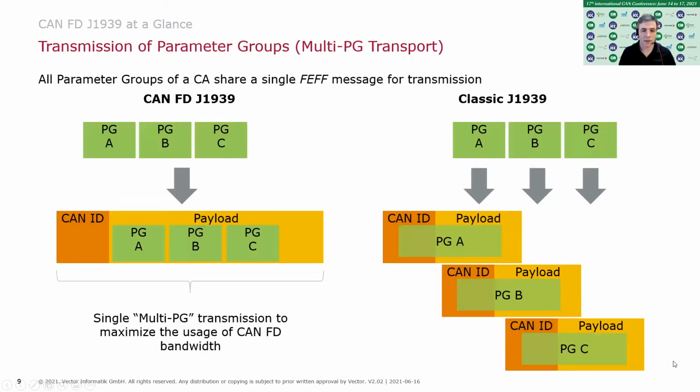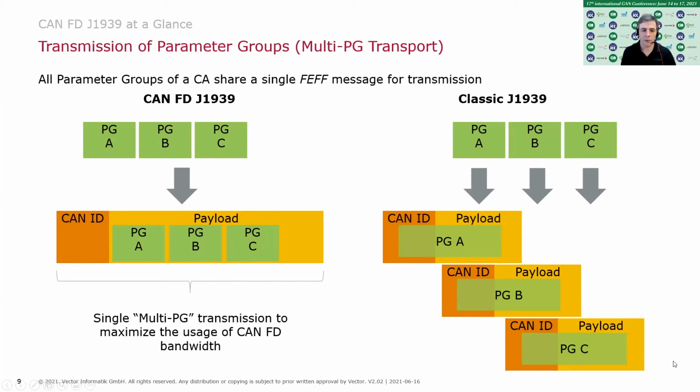On the next slide, we will see there are also differences, and this is probably the major difference that you will experience: how we map the parameter groups to the CAN data frame. All parameter groups from a single controller application that need to be transmitted can share a single CAN frame, in contrast to the classical J1939 approach.